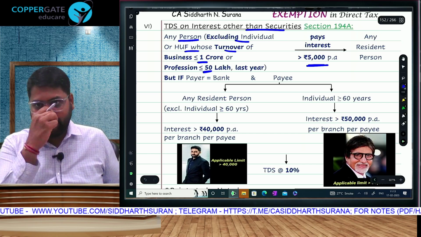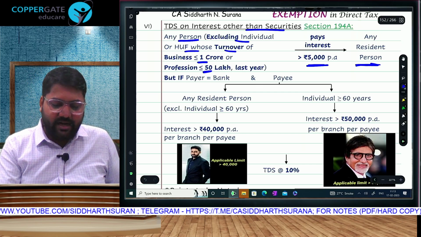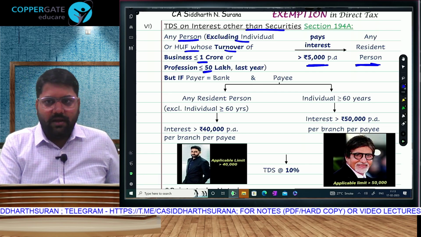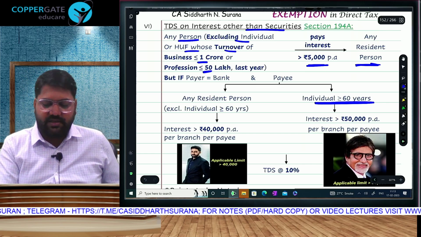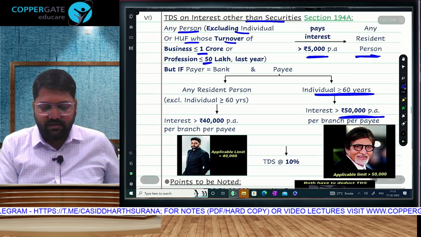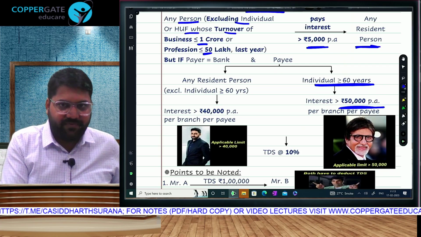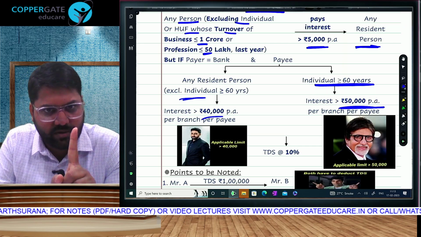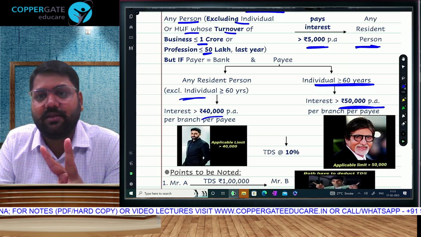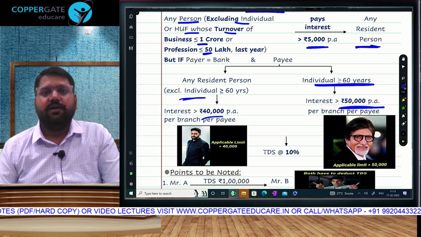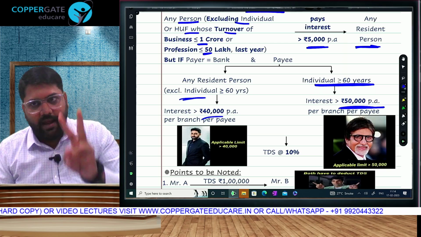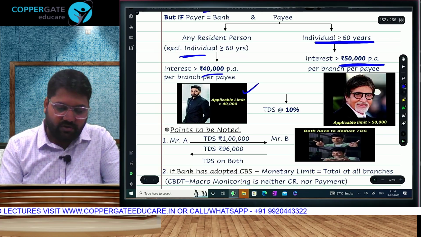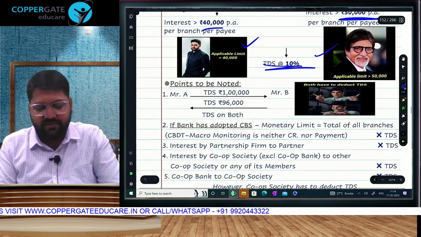Interest other than securities, because for securities we already have a section, to any resident person. But if payer is bank, obviously we will have to increase the limit. If payer is bank and bank is paying to resident individual of 60 years or more, then the limit will be increased to 50,000 per branch per payee. And if it is other than senior citizen, then it will be 40,000. Meaning there are 3 monetary limits. Normally more than 5,000. Bank is paying to more than 40,000. Bank is paying to resident senior citizen to more than 50,000. So based on your age, your limit will be changing. TDS at 10% will be attracted.